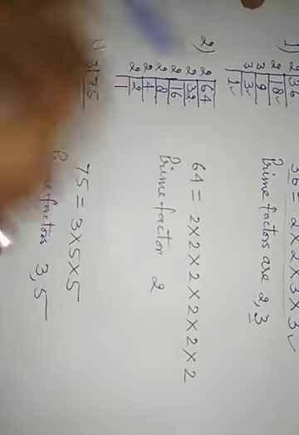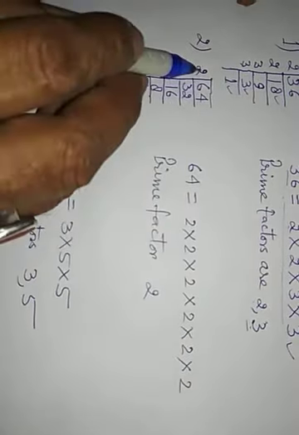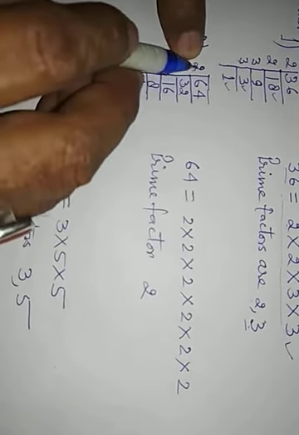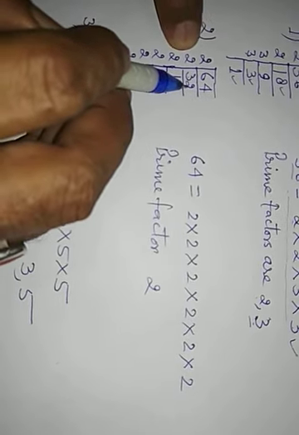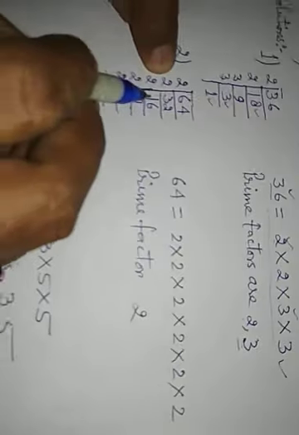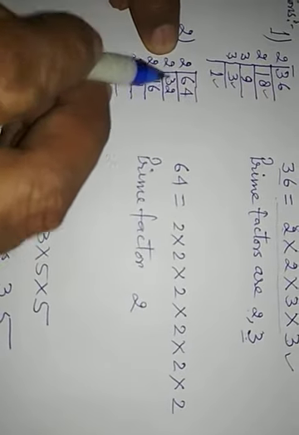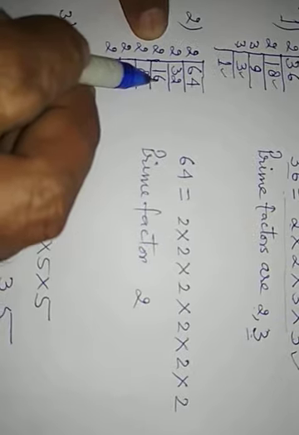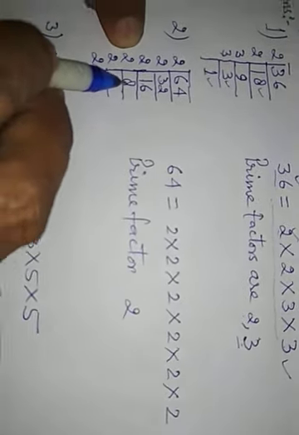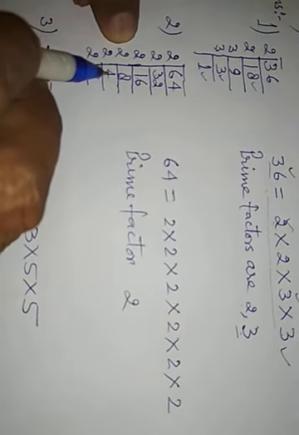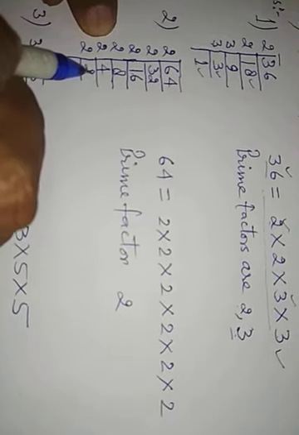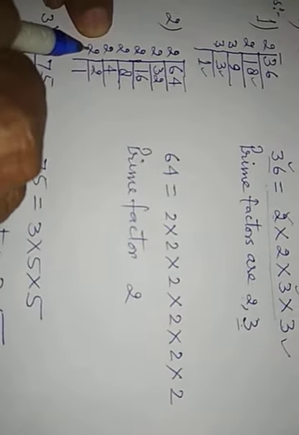Next 64. 64 can be divided by 2. Divide 64 by 2. 2 3 are 6, 2 2 are 4. So 32. Again 32 divided by 2. 2 1 are 2, 2 6 are 12. Again 16 can be divided by 2. 2 8 are 16. 8 can be divided by 2. 2 4 are 8. 4 can be divided by 2. 2 2 are 4. 2 can be divided by 2.